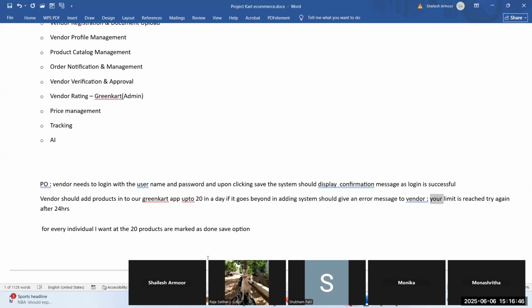And Shubham, any doubts? Anything you want to add? I can't think of anything right now. So now you've got an idea, right, all four of you? Monashrita, Shubham, Shekhar, Sagar. Yes, yes. Okay, so this is how we get the requirement from the product owner.